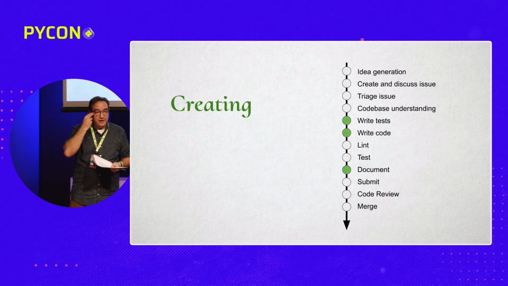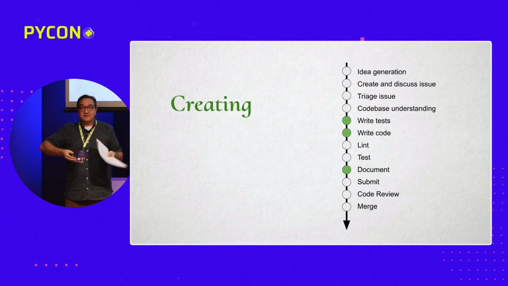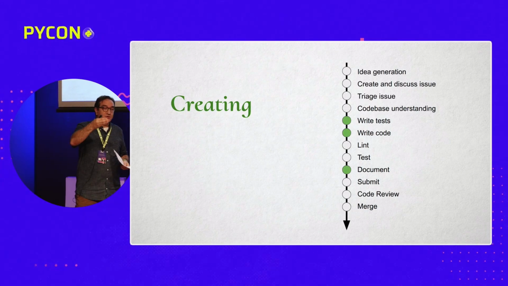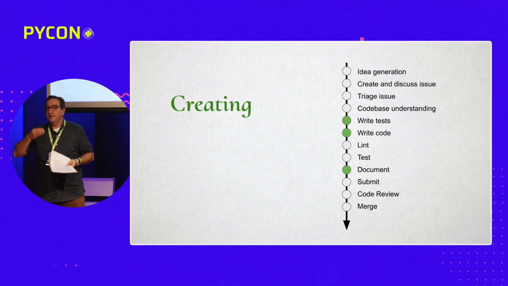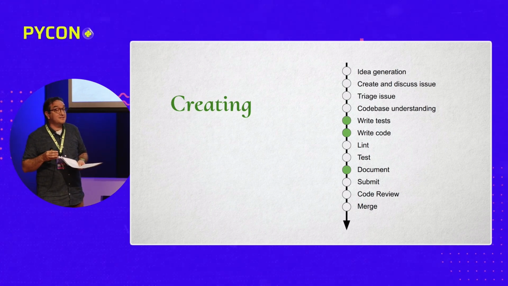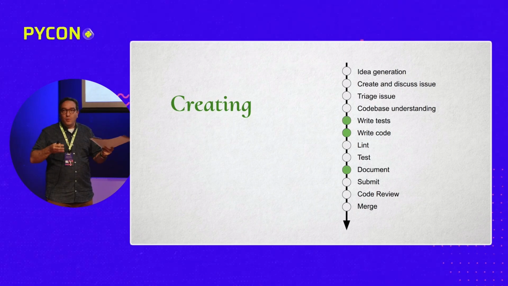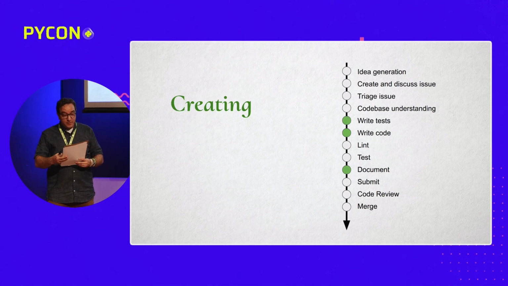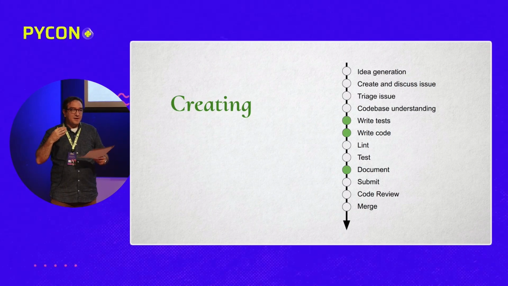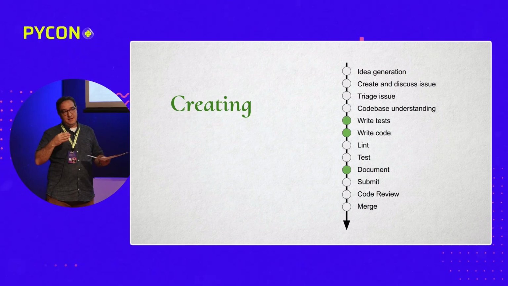So the next category here are these creating tasks, or actual content that is going to end up in the open source project. So this is writing your tests, writing your code, documenting that code. These tasks get a lot of attention. I think everyone wants the LLM that will do these things for them. But strangely, somehow in open source, they are less important than many of the other tasks.